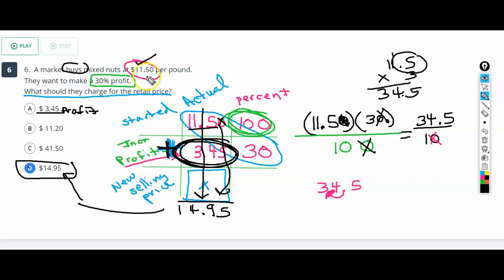If I sell it for the same amount, I don't make any money. So I'm going to mark up. It's also called a markup. I mark it up by 30%. That compares it to 100. So here we marked it up $3.45, but we're going to sell it for the retail price. We're going to sell it for $14.95.